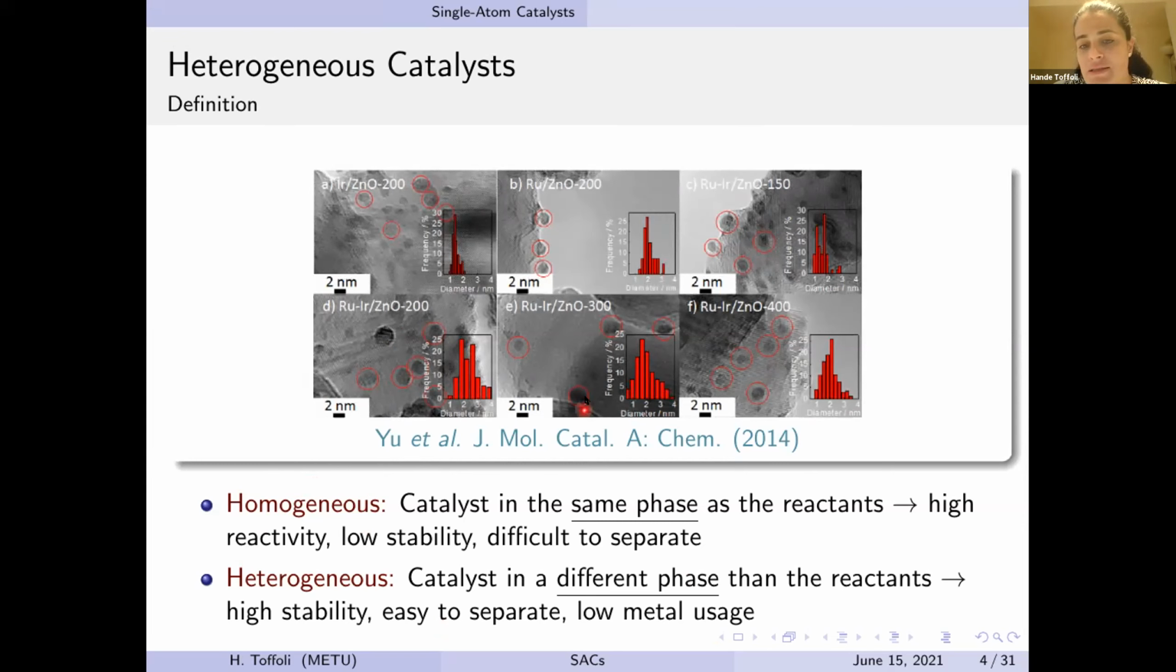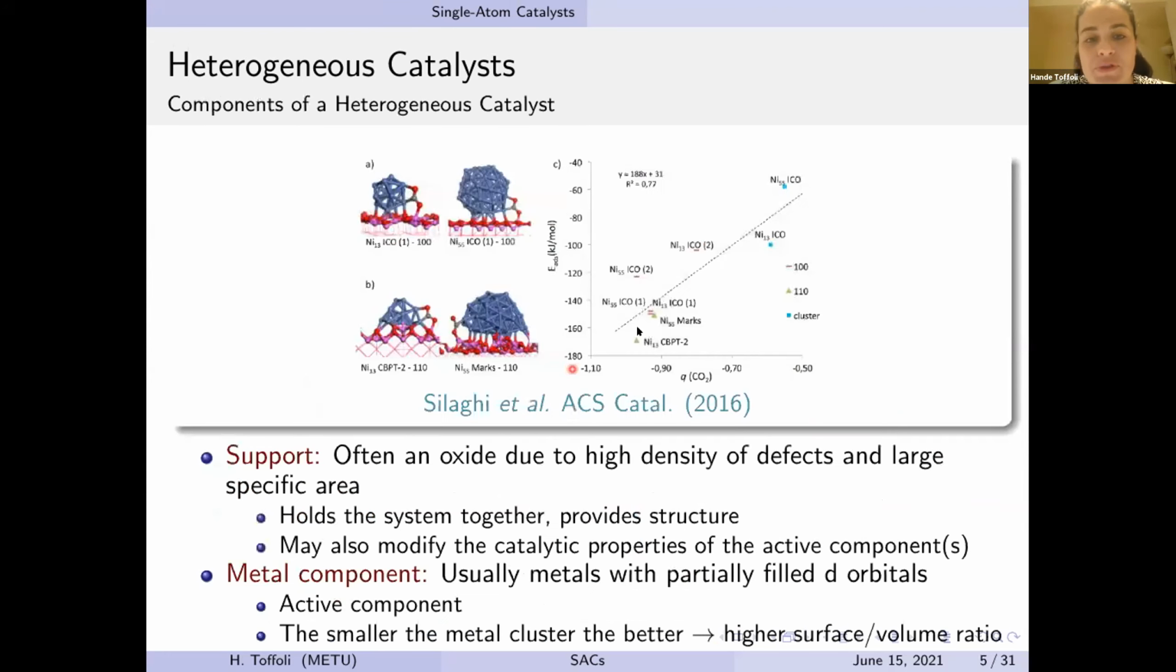Also, since metal dispersion can be very well controlled and the metal components can be rather spread out, it lowers metal usage. However, some clustering of metals is usually unavoidable. So the objective here is to lower the metal component as much as possible. So at the limit of this procedure, where we lower the metal component, is the single atom catalyst.